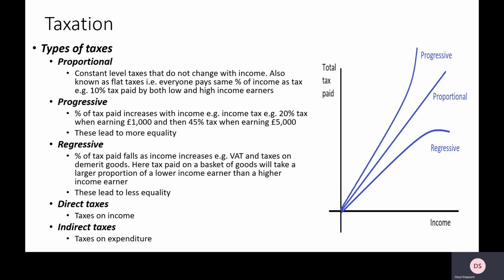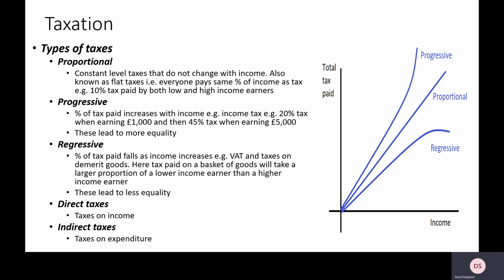The idea is as incomes increase, you will pay more tax, but it's in proportion to what you earn. So logic would be someone earning £100,000 per year might pay £10,000 tax. That's 10% of what they earn. Someone on a much lower income, maybe £10,000 per year, would still pay 10%, and that would be £1,000 tax.